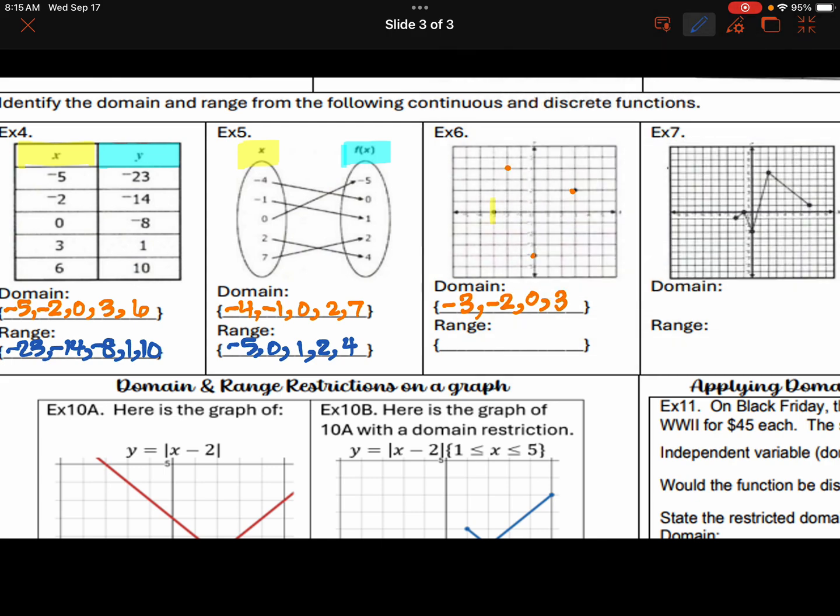Now, for range, I'm going to start at my lowest point, which is down here. That has a y value of -4. The next lowest point is right there with a y value of 0. Then I've got a point up here with a y value of 2. And a point up here with a y value of 4.